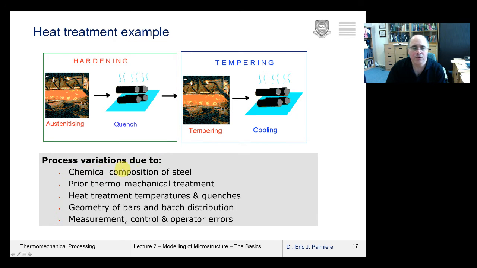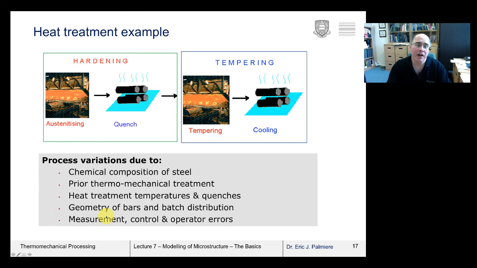So we have a large number of process variations due to chemical composition variations, the thermomechanical treatment, the austenitization heat treatment, as well as tempering treatments and associated quenches, and the geometry of the bar, which I have not discussed. Are we talking about solid bar? Are we talking about pipe? We have a number of these issues. If we're talking about pipe, then what's the wall thickness of the pipe?